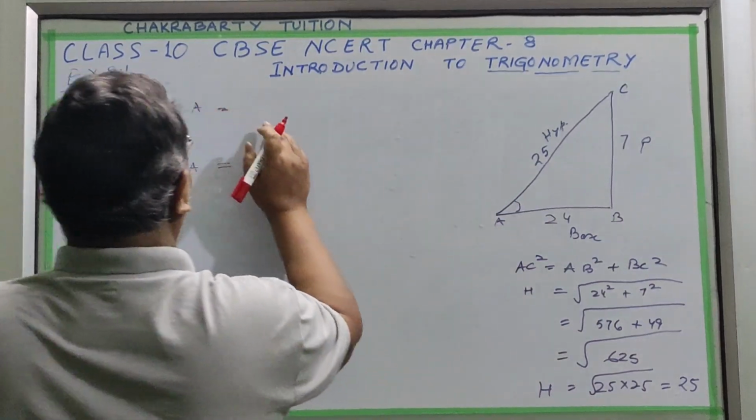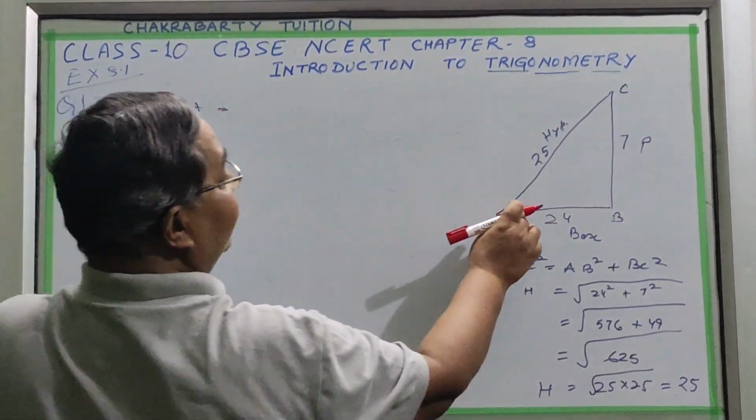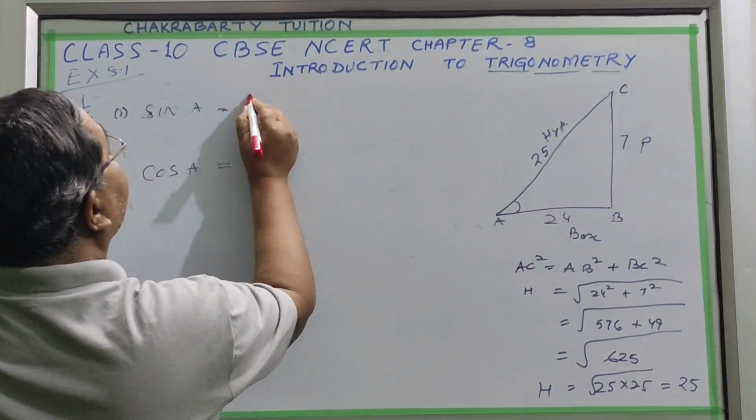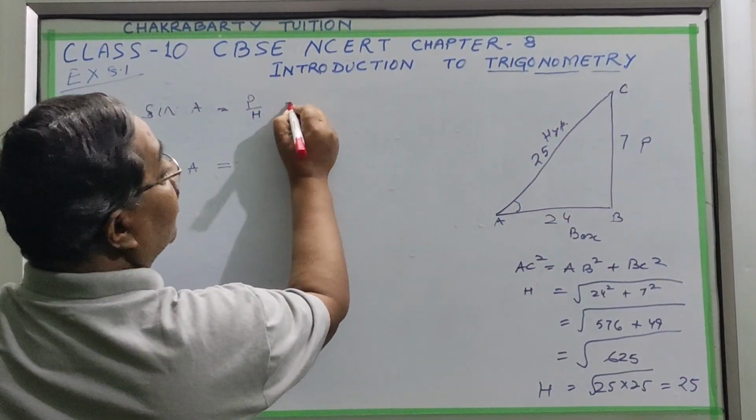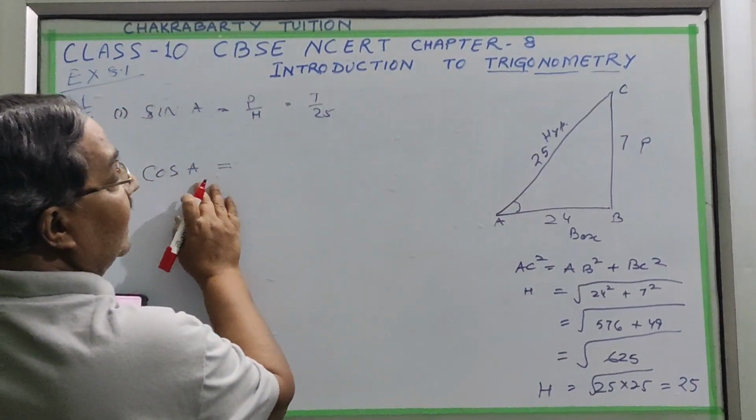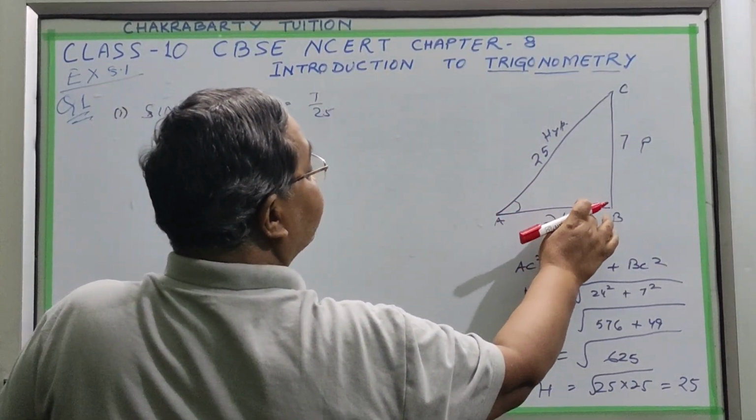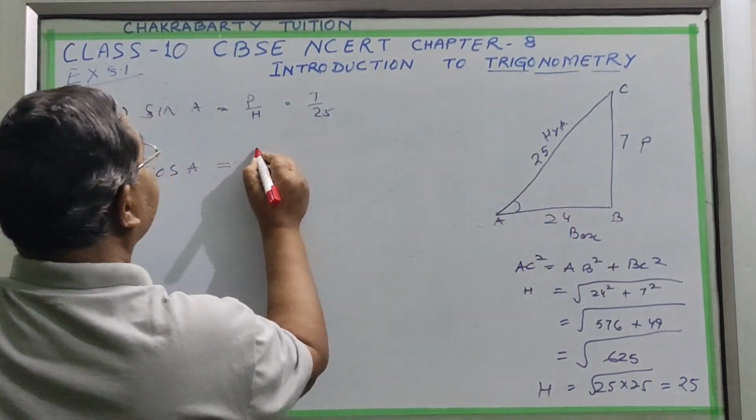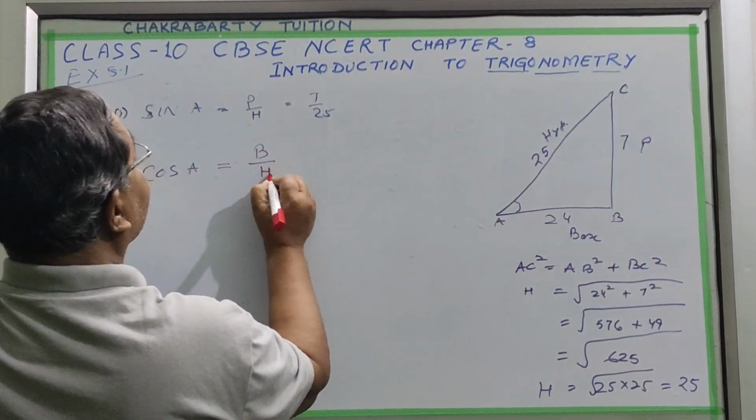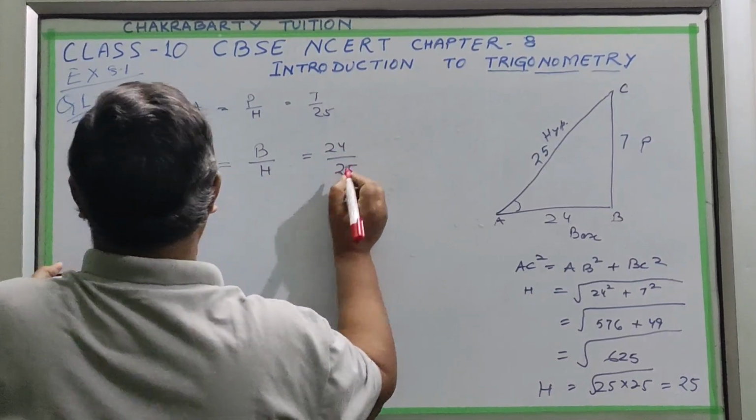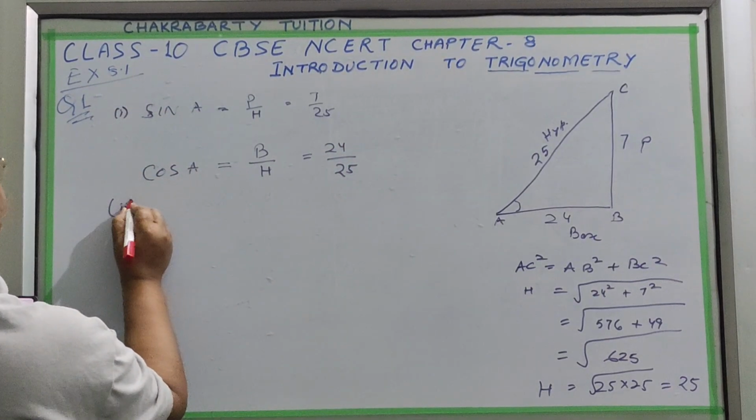Now we will find all the ratios. Sin A, you know, is the first relationship, meaning P upon H. So P is 7, upon 25. Okay. Then cos A, from this to this, means base upon H. So 24 upon 25. Okay, now question number 2 is coming.